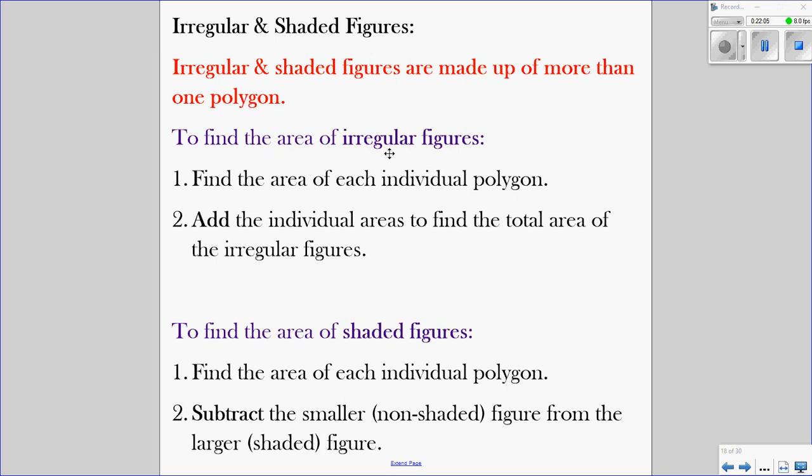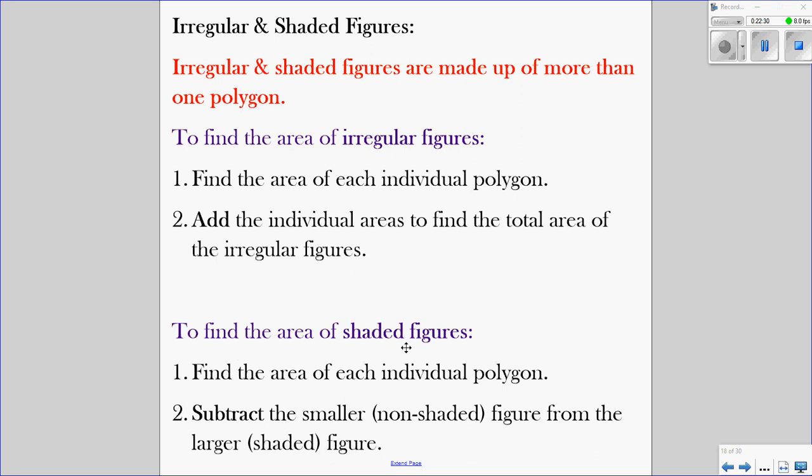To find an area of irregular figures, this is basically the step. This is what we just did for the previous two examples. Find the area of the individual polygons. So break it into familiar shapes that you know, and then add the individual areas to find the total area of the irregular figure. Break it down to the shapes you know, find the area of each, and then add them all together to get the total area.